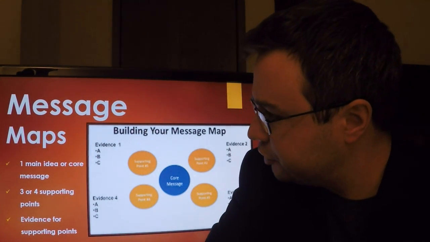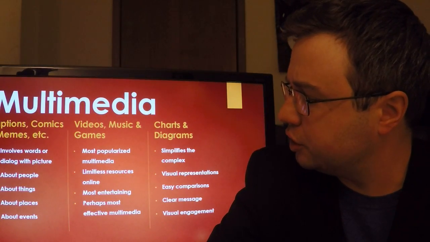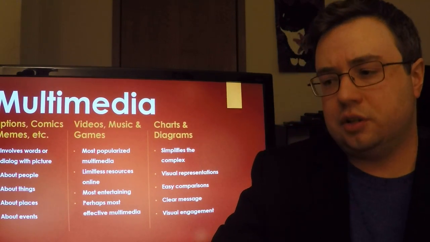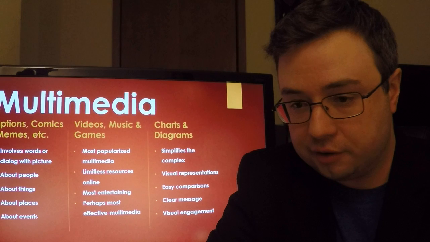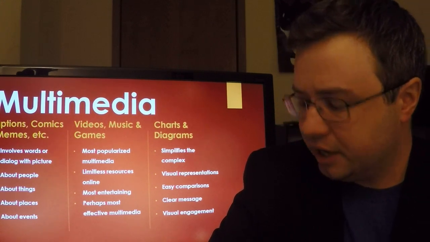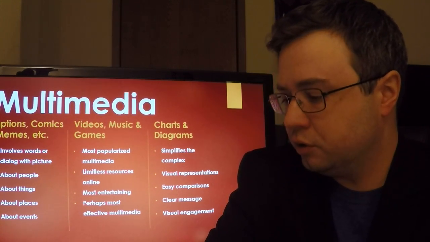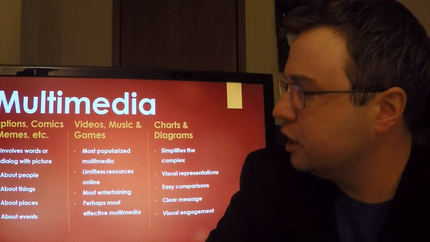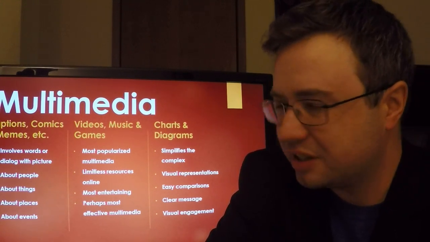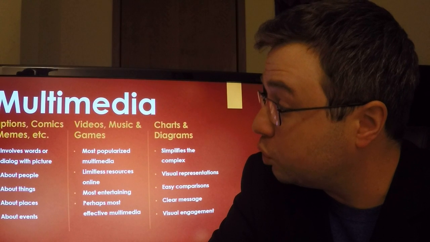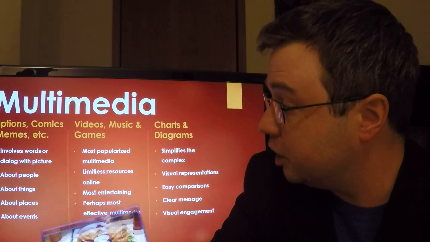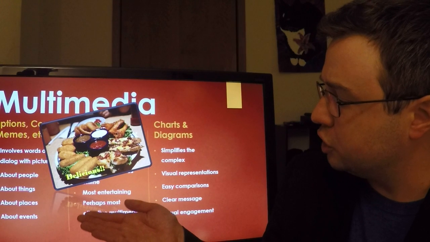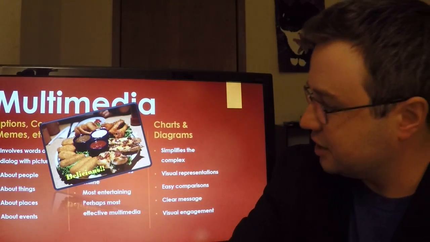Now, quickly, let's go on to our next section here, multimedia. Multimedia covers so much these days, and multimedia has been around forever. Multimedia basically involves combinations of media. Our first category here is, of course, captions, comics, memes, etc., things that involve words or dialogue with a picture. You have an idea represented with a visual, and then you have a word emphasizing it.